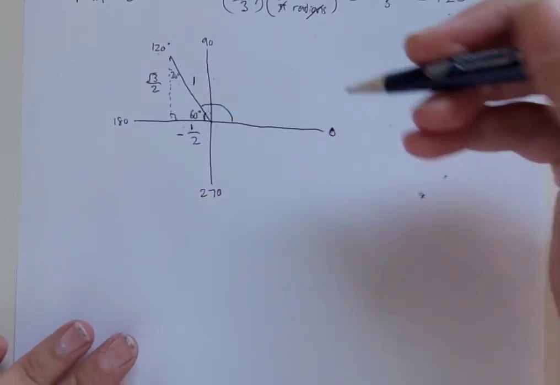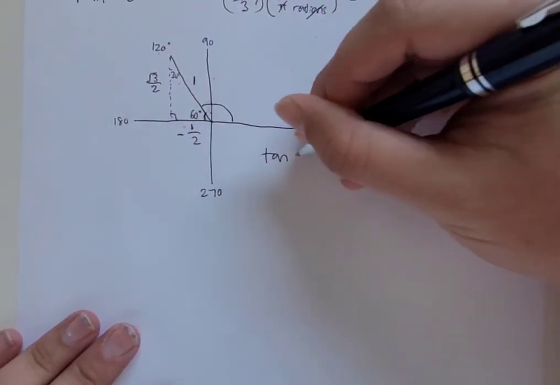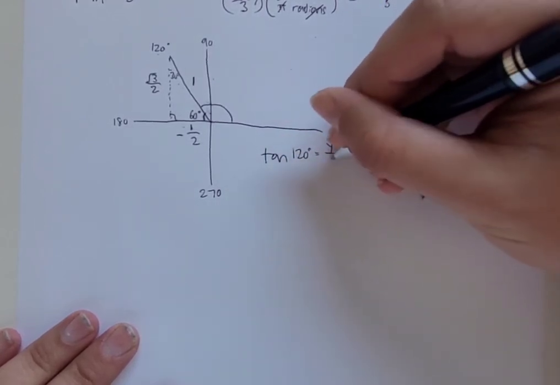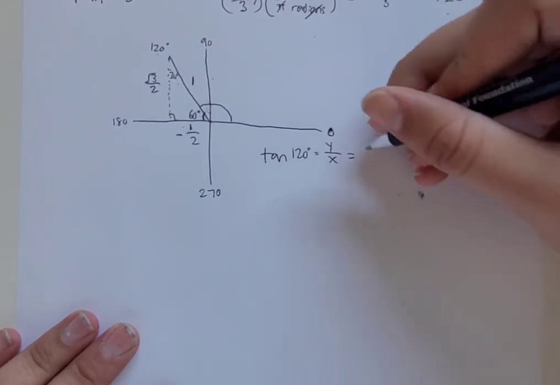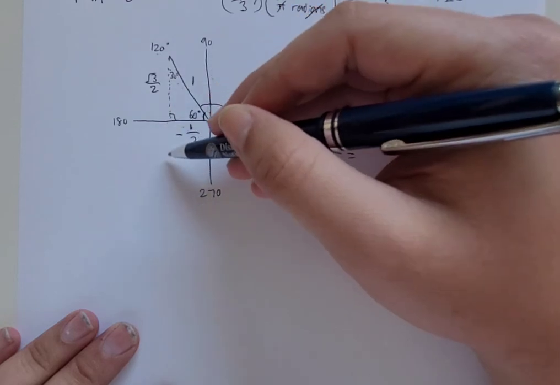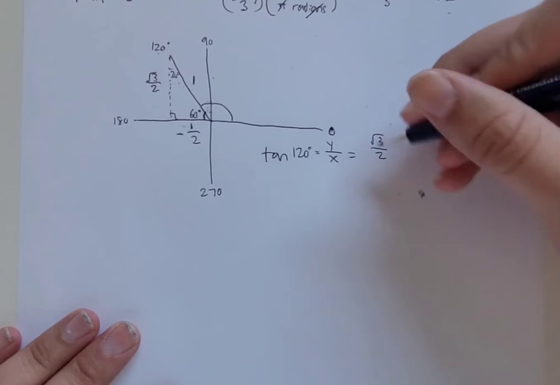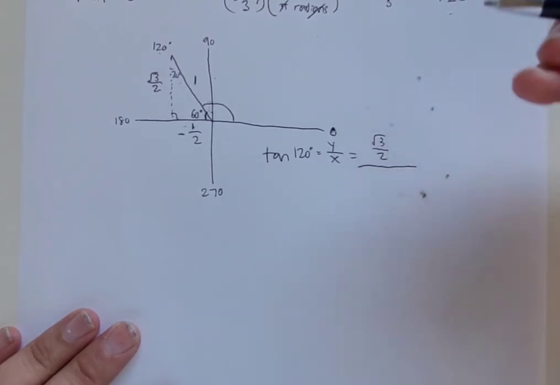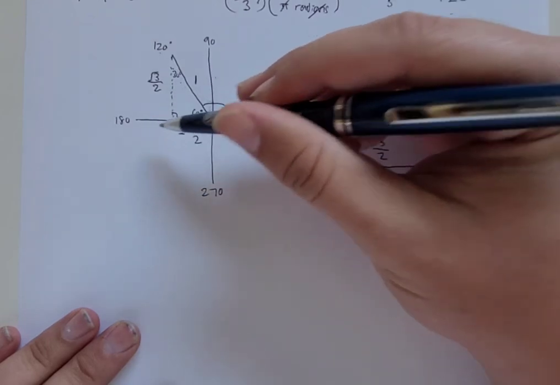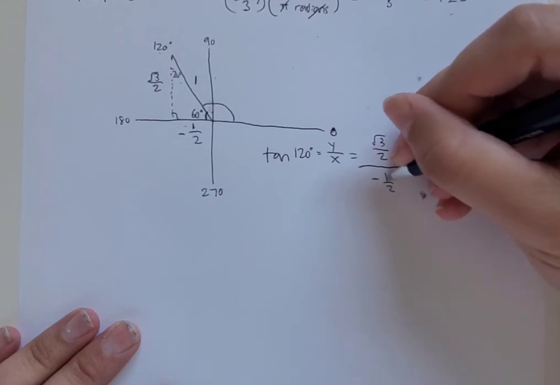So now I need to set up my ratio for tangent. So my ratio for tangent is y over x. So my y value is going to be the amount I'm going up or down. So I know I'm going to have radical 3 over 2. And then I need to be all over my x value, which is how far I'm traveling left or right. So it's going to be negative 1/2.